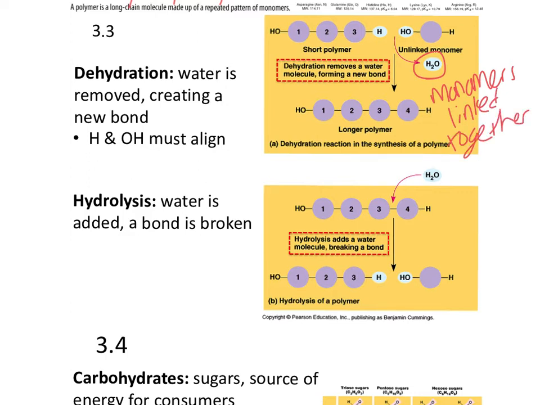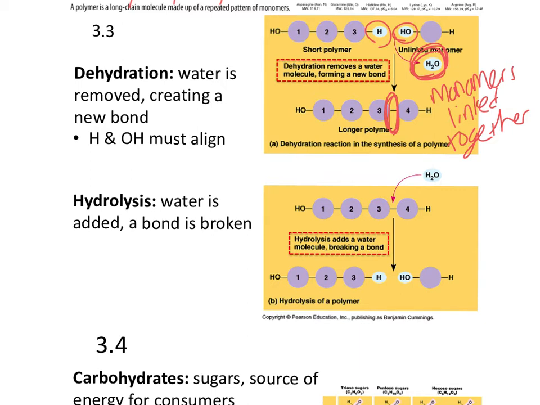When those monomers get linked together, a hydroxide and a hydrogen from them get taken off, which is where that water molecule comes from. So in dehydration, I am building a polymer. I am making bonds that were not there before. So I have made this bond between monomer 3 and monomer 4. In the process, water is released as garbage.